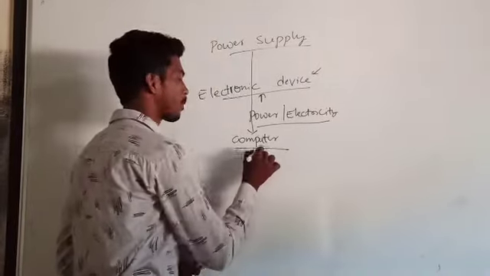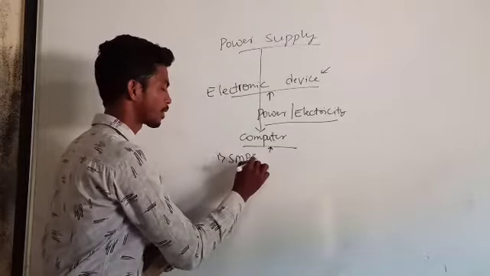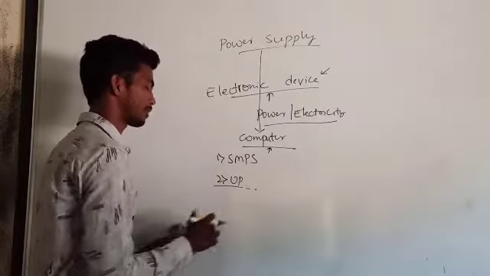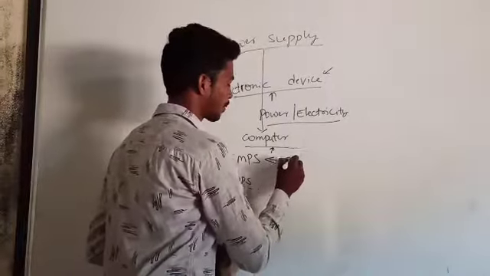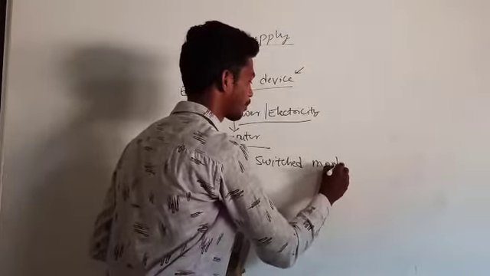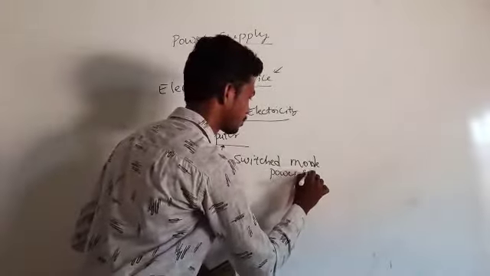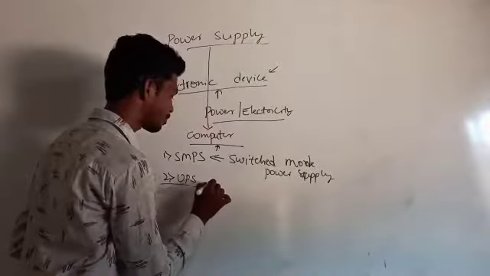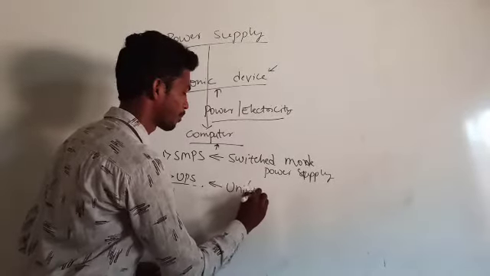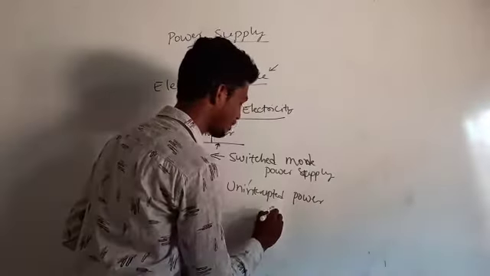Power supply to the computer is done in two ways: one is the SMPS way and another one is the UPS way. SMPS stands for switched mode power supply. I will explain what it means. And UPS stands for uninterrupted power supply. Let us discuss one by one.